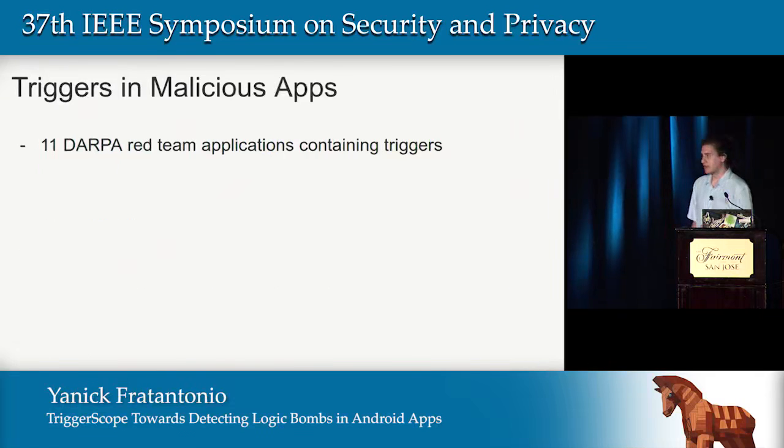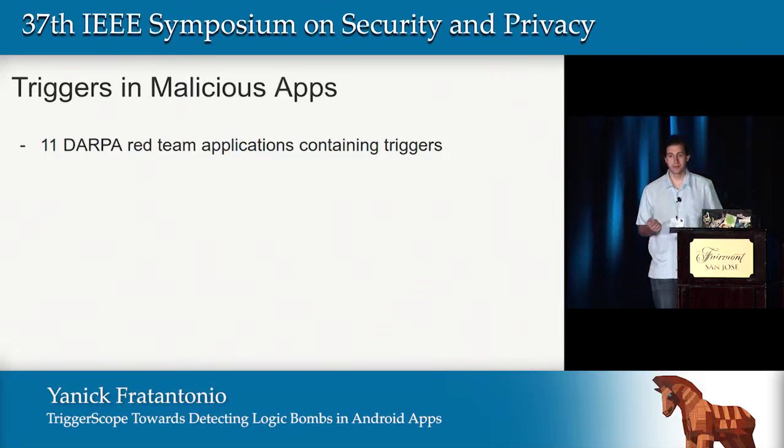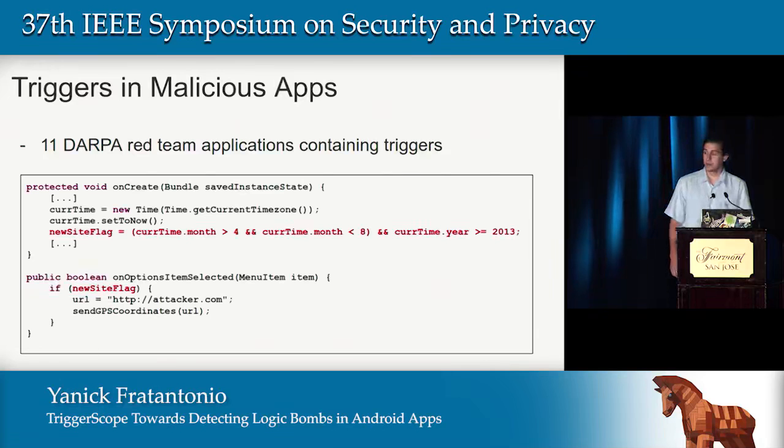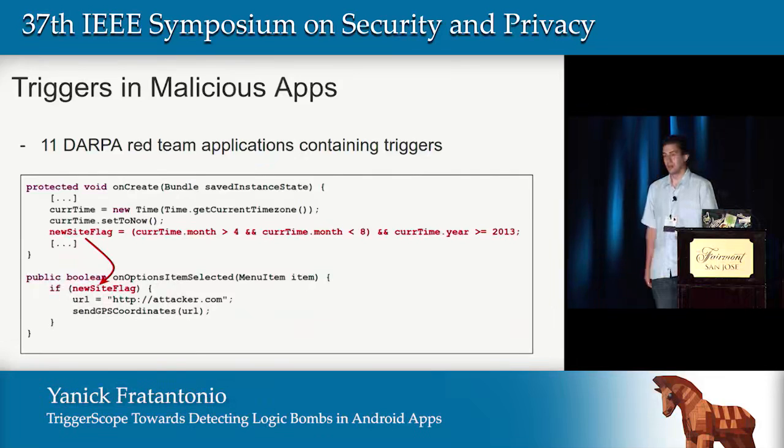For what concerns the malicious applications, again, we ran the tool on these 11 DARPA apps, and the tool was able to identify a trigger in all of them. And I want to point out that even if these apps were synthetic, so written by benign developers, they were actually pretty complex. For example, in one of them, there was a check that was implemented by storing the result of a complex predicate on time in a field called new site flag. And then this later on would be used in another method to select, oh, maybe I should run the malicious application.